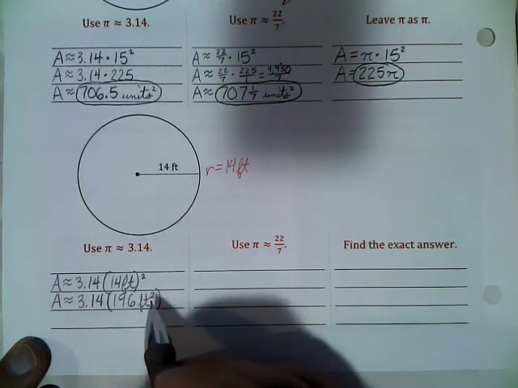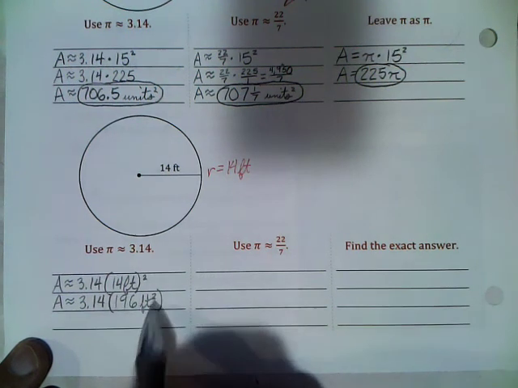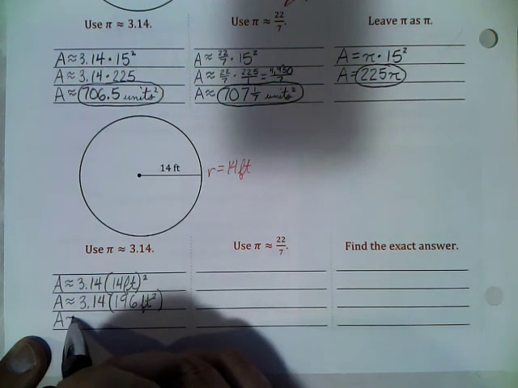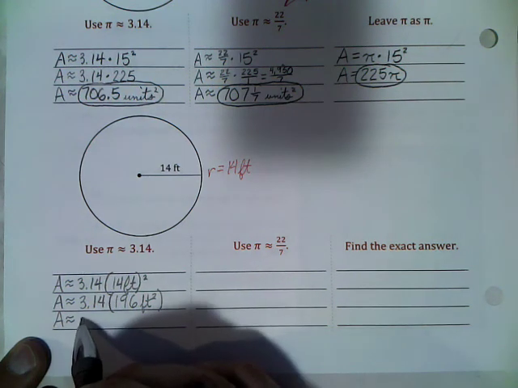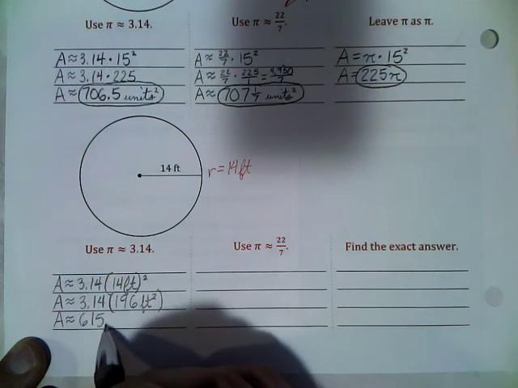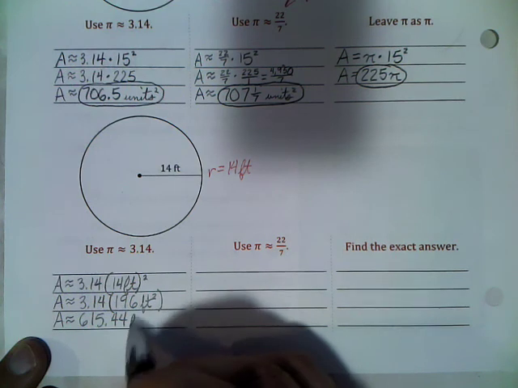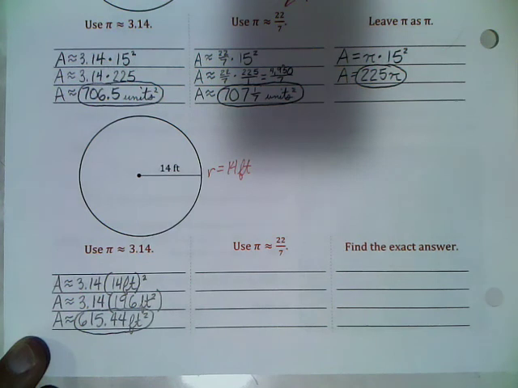Then we look for exponents. Well, this exponent is just labeling those feet, so no exponents to do. And so finally we look for multiplication. And that's where these parentheses are being used to express the multiplication. So let's go ahead and do that multiplication. So I have 3.14 times 196. And when we type that in, we get 615.44. And then the units that are going to tag along are square feet. 615.44 square feet.